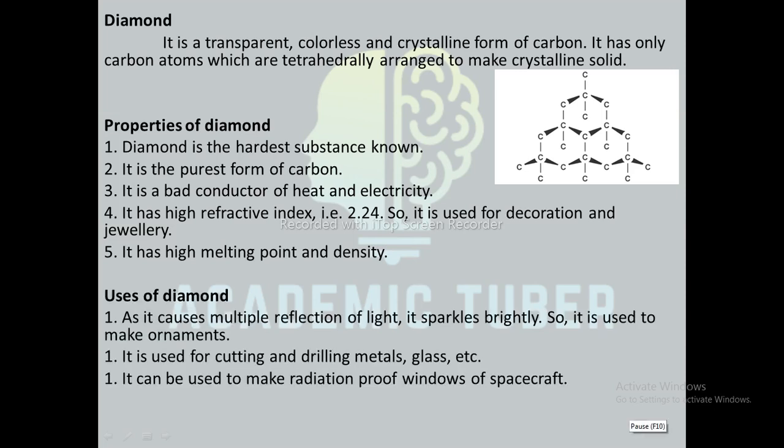Uses of diamond. As it causes multiple reflection of light, it sparkles brilliantly, so it is used to make ornaments. It is used for cutting and drilling metals, glasses, etc. It can be used to make radiation-proof windows of spacecraft.